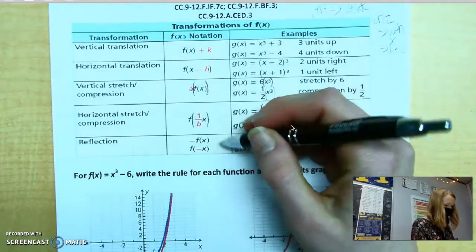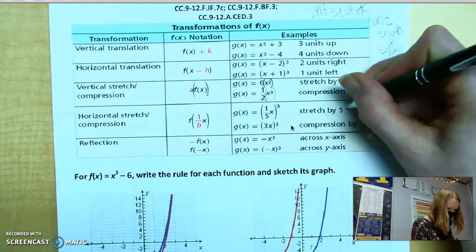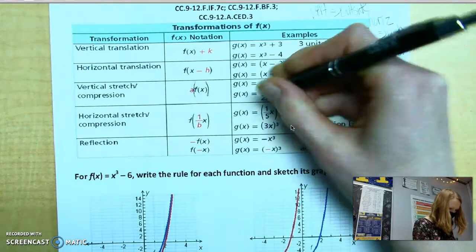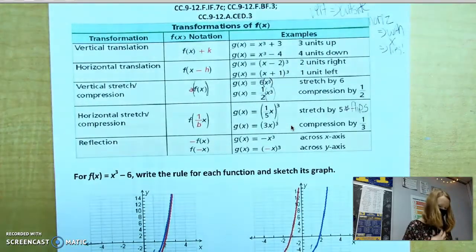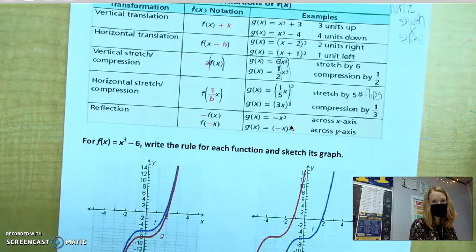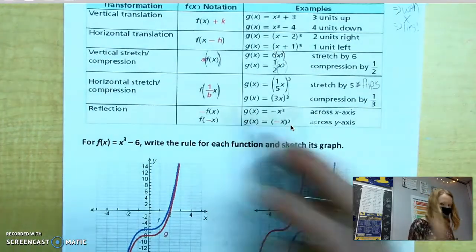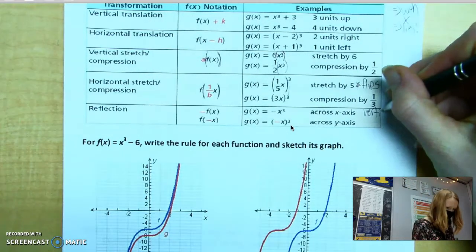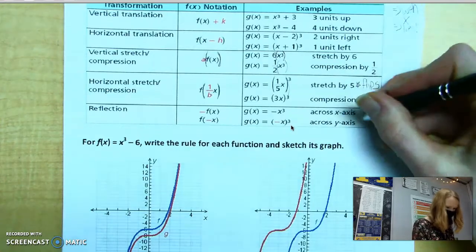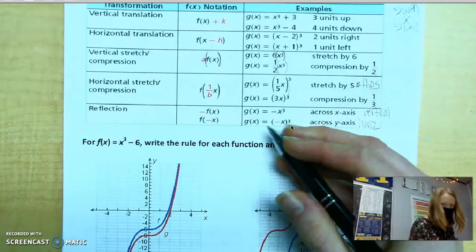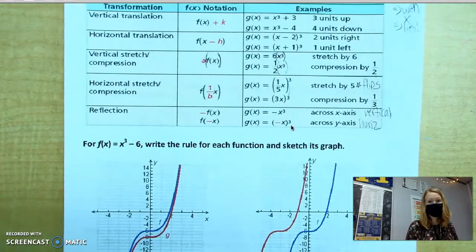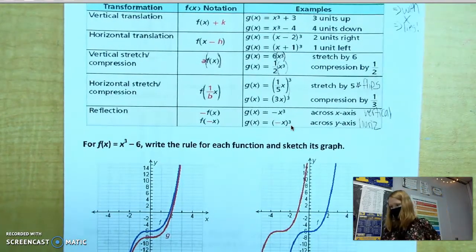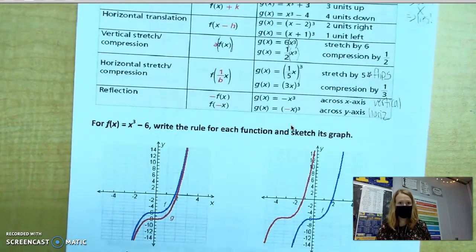That's different with a horizontal stretch or compression. So notice how if we're stretching by 5, it flips and it goes in the parentheses, excuse me, with the x. And then once again, a vertical reflection, so that would be over the x-axis, is on the outside, and then a horizontal reflection goes on the inside with the x. Once again, these rules you're just going to have to memorize, and there's not really much else to discuss about that, right?